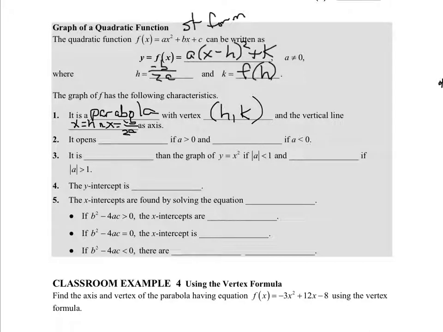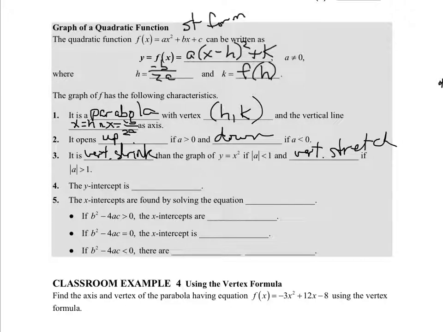Now, if the a value is greater than 0, the parabola opens up. But if the a value is less than 0, the parabola will open down. We know that if the absolute value of a is less than 1, then it is a vertical shrink of the original graph. And if the absolute value of a is greater than 1, then it's a vertical stretch. So we're including information that we learned back in Chapter 2.